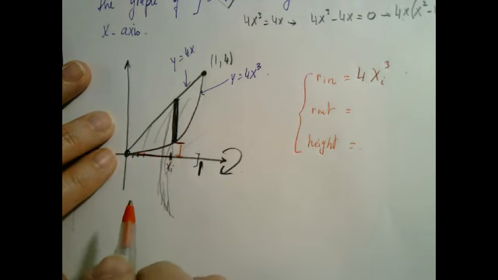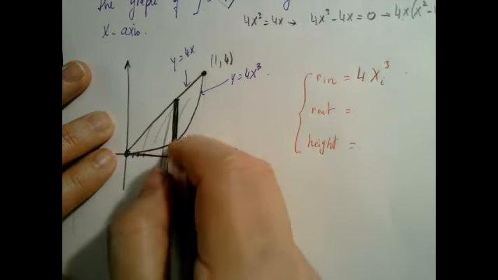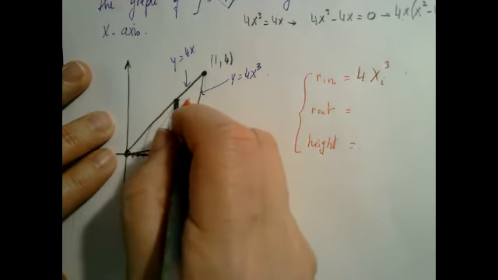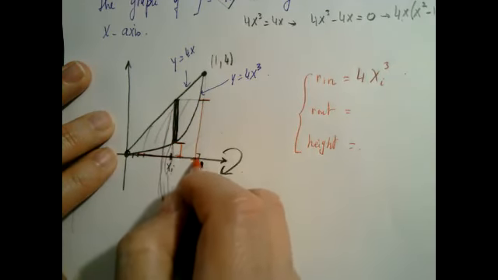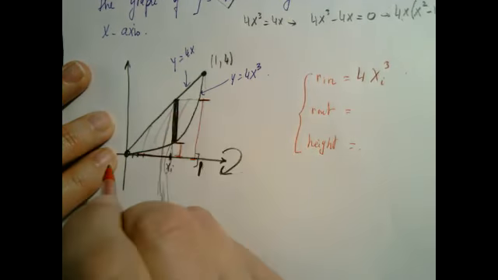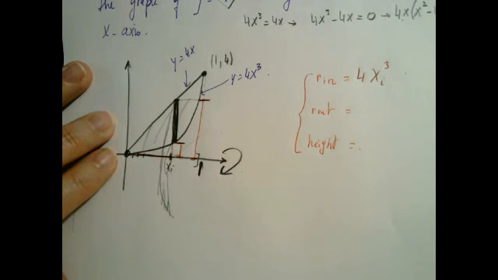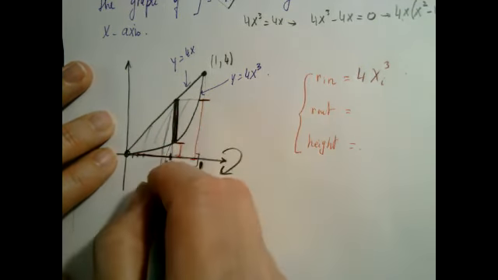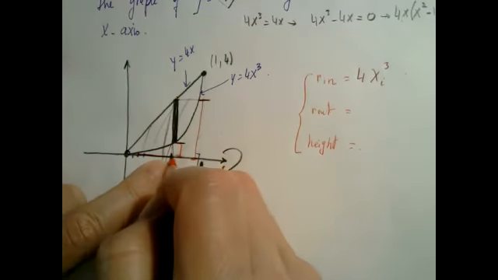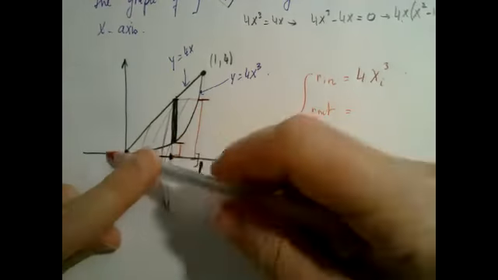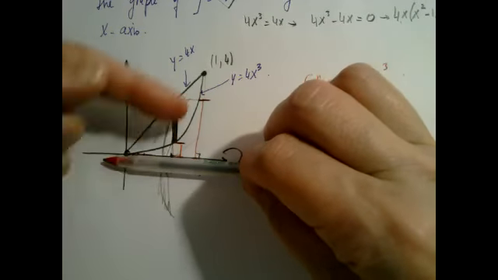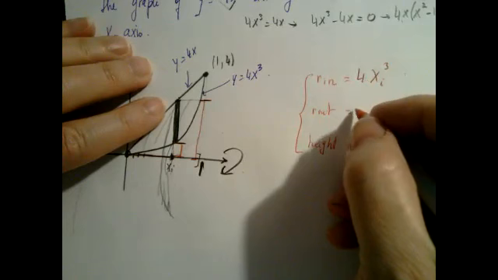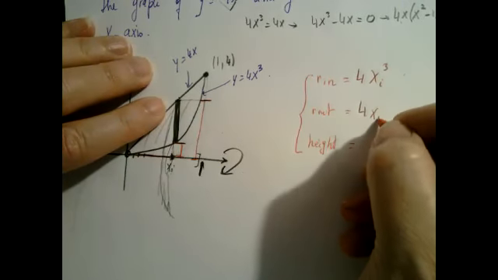Okay, now Julian, what's the outer? Julian, are you with me? Okay, that's all right. Is it 4xi? It's 4xi, absolutely. It's from the axis of rotation, that's what we are rotating around, to the outer curve. So the outer is 4xi.